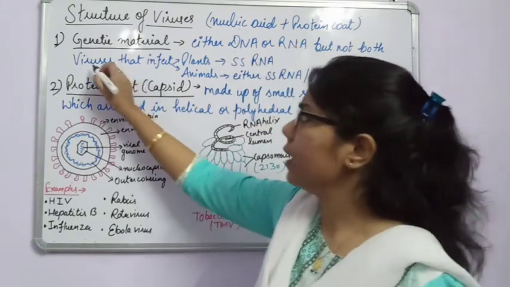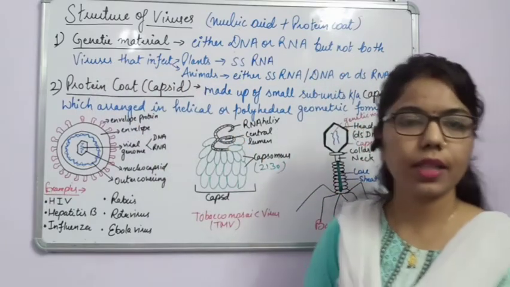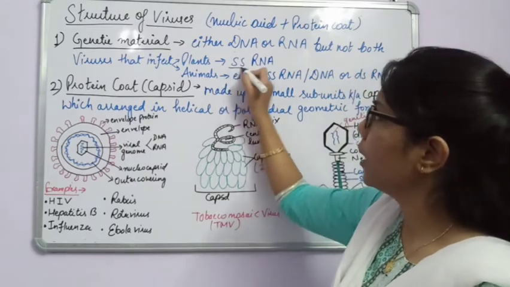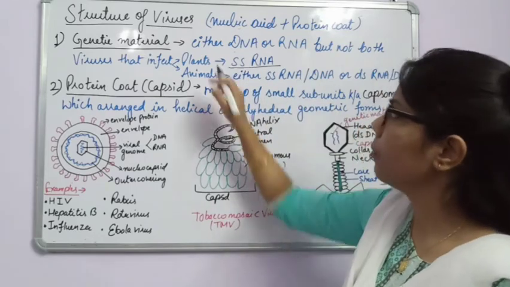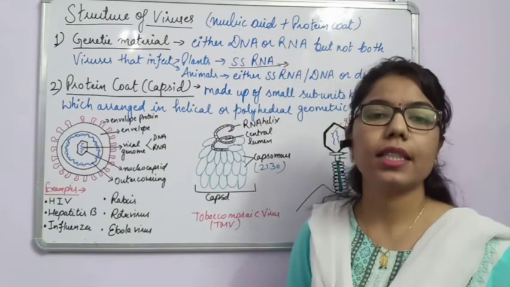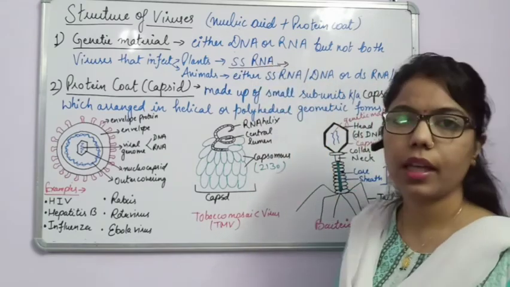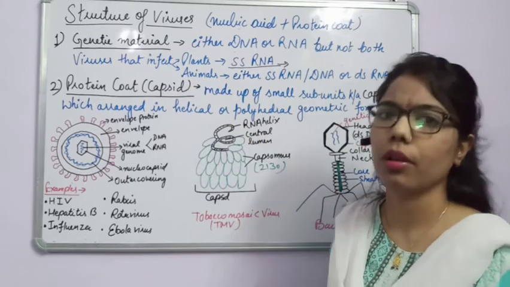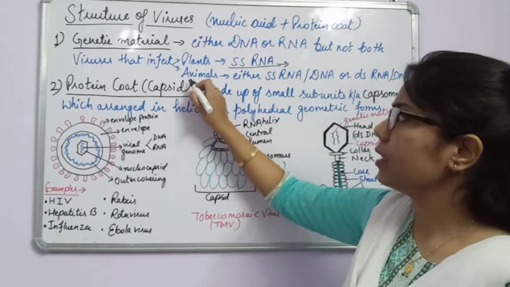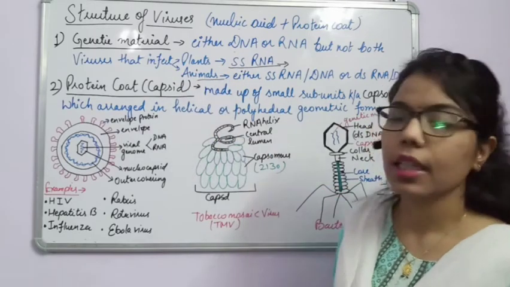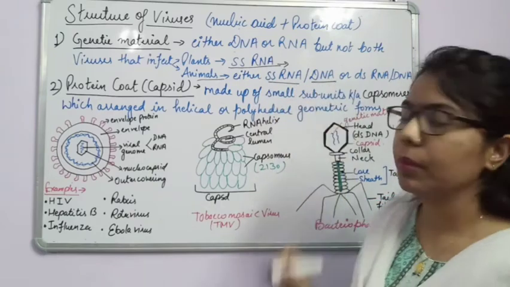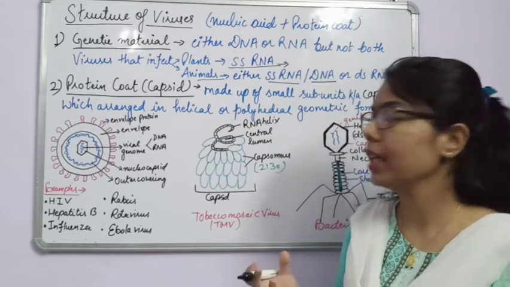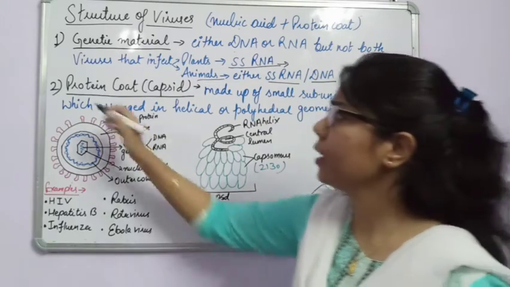Now the viruses that infect plants and animals, as we have said, have the ability to infect plants as well as animals. The genetic constitution of the viruses which infect plants is ssRNA, that is single stranded RNA. And the viruses which infect animals, we are talking in general, some exceptions are always there, but mostly the genetic constitution may be either ssRNA or DNA. It means it can be made up of RNA as well as DNA, single stranded as well as double stranded.